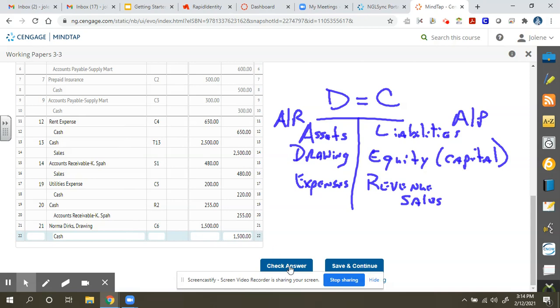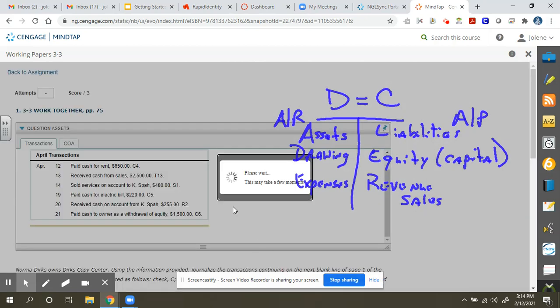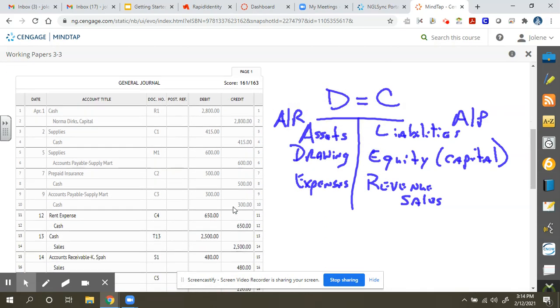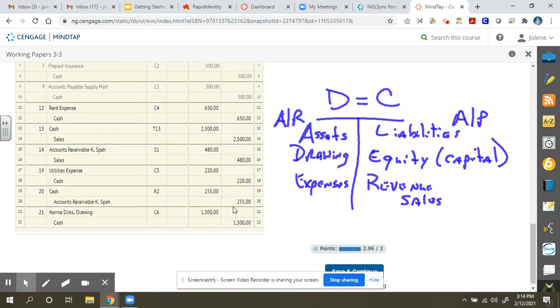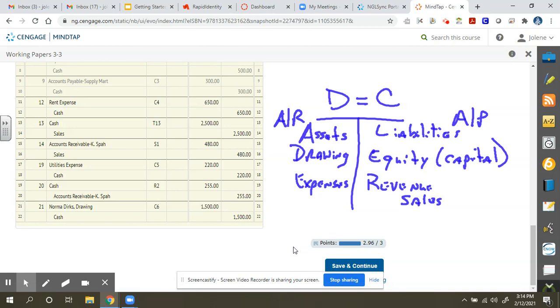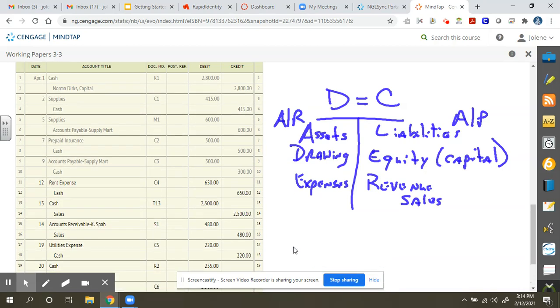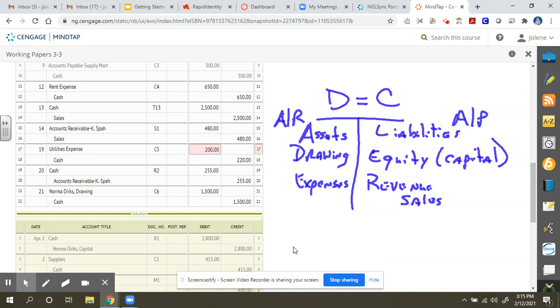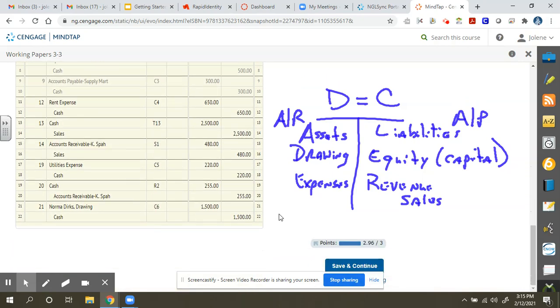3-3 work together. I'll check my answers. I go down here and it shows me something was wrong. Oh, I put 200 in there instead of 220, and it won't let me change it now. My debits didn't equal my credits. So I would have had to go back and correct that. I just barely missed it.